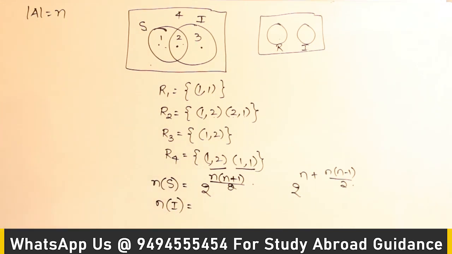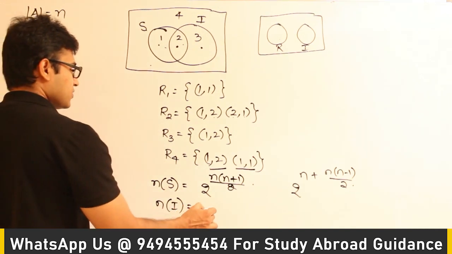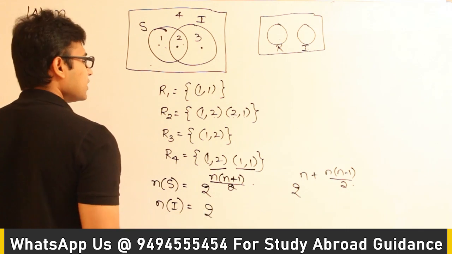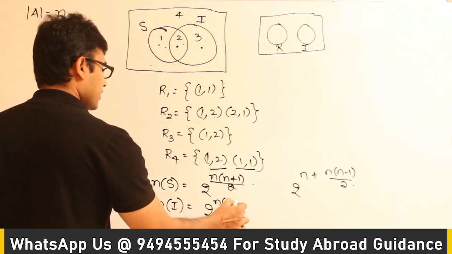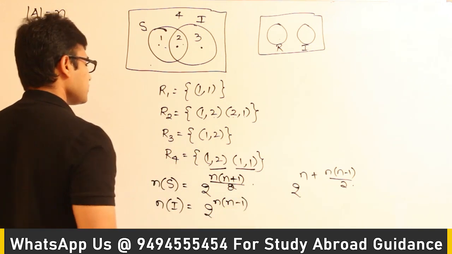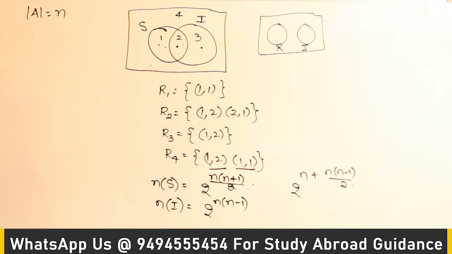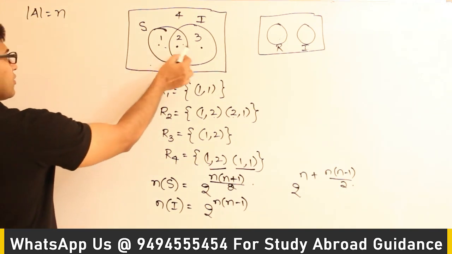And we already have seen what is the cardinality of n of I, the number of relations which are irreflexive on a set. You have to completely remove the diagonal elements, and from the remaining elements you can pick any of them, right? Therefore 2 power n into n minus 1, isn't it? So this is about n of S and n of I.